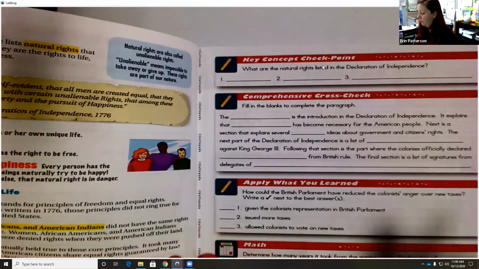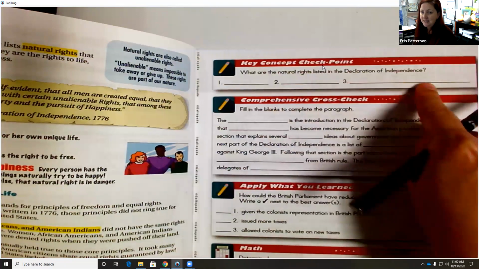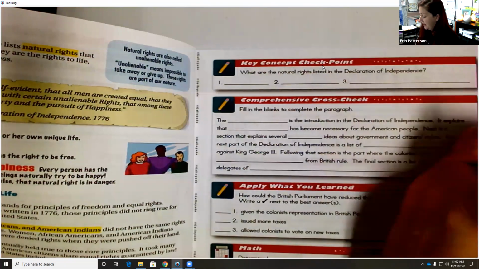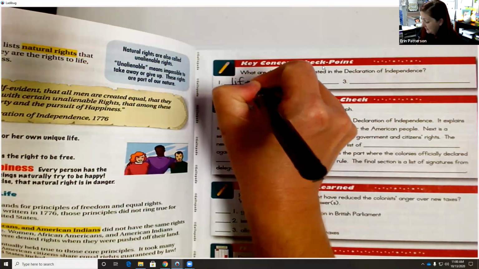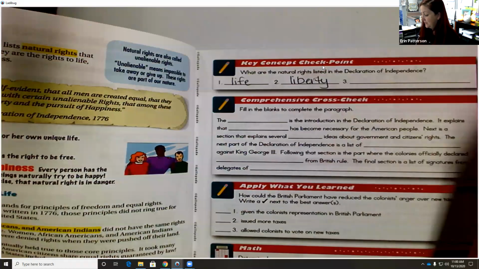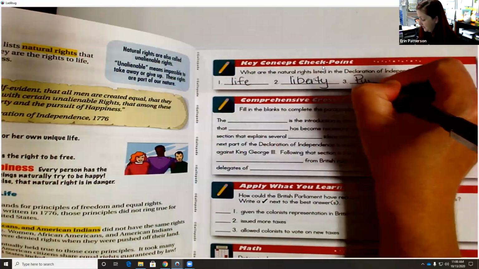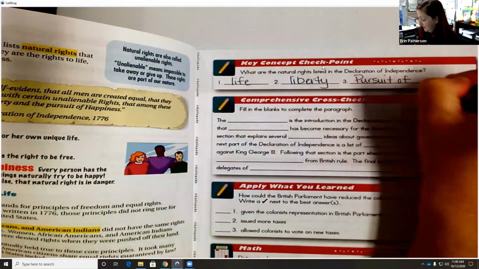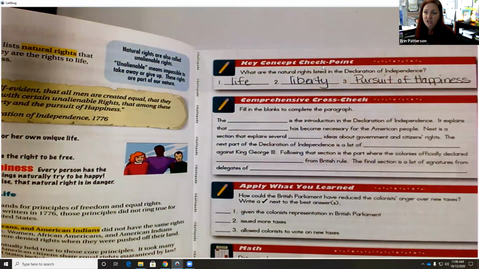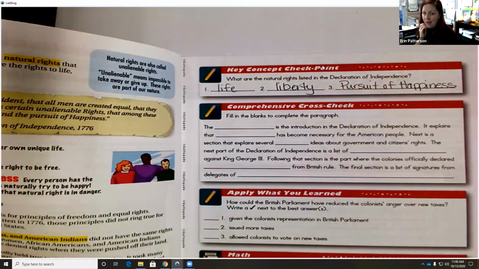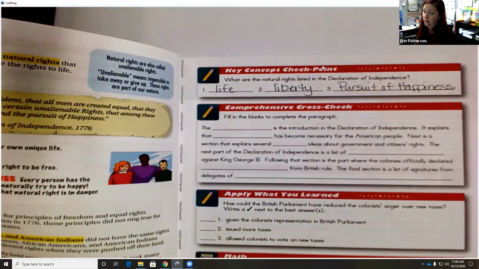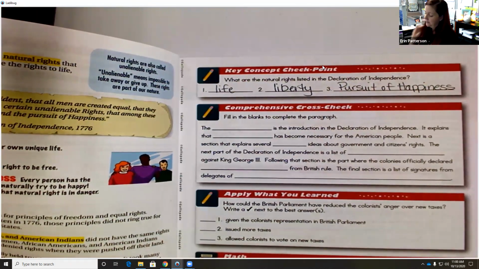All righty. What are the natural rights listed in the Declaration of Independence? And that's on page 38. They are the right to life, liberty, and the pursuit of happiness. Check yourself if you need to erase or pause while you get the correct answers filled in, because we're going to cut this page out and put it in our notes. So have the right answers.